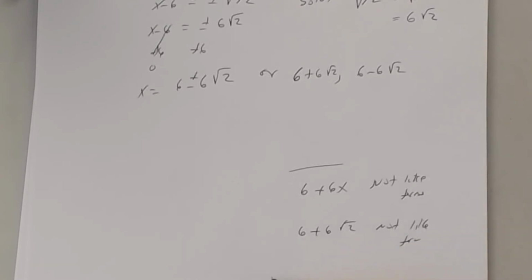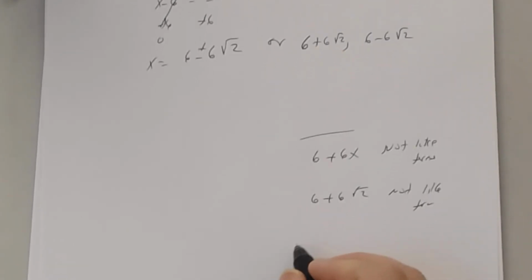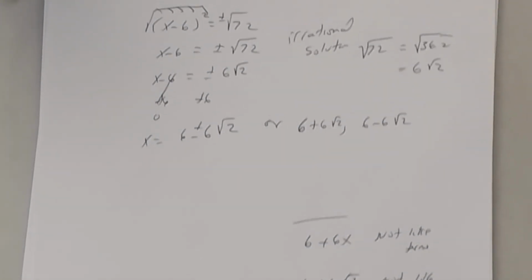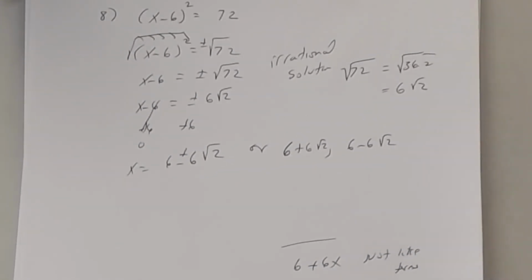Okay. But if I have something like 3 square root of 2 plus 7 square root of 2, could I combine those? Yes, because both of them have the same radicals. Okay. So that would be 10 square root of 2. Okay? All right. Let's look at number 9.